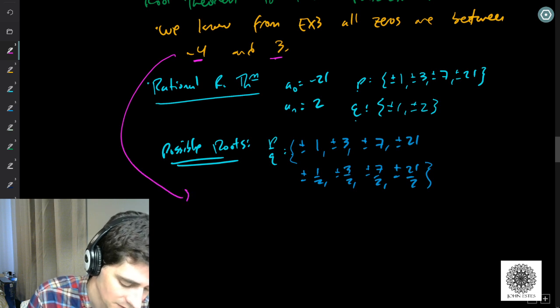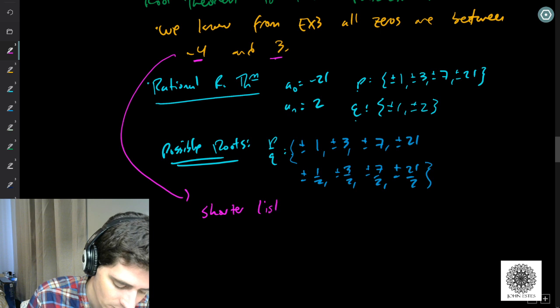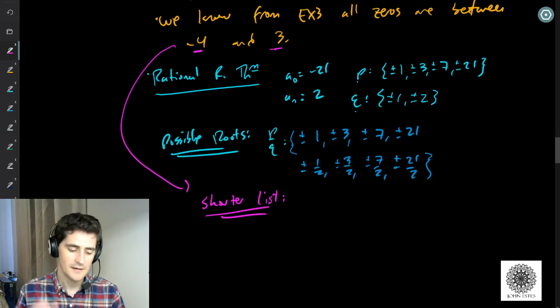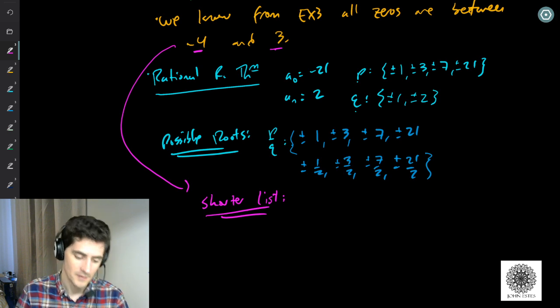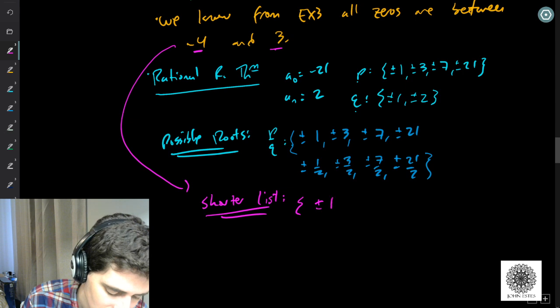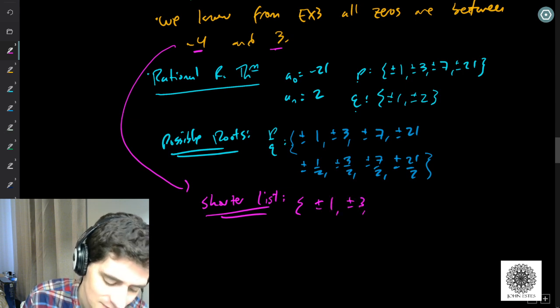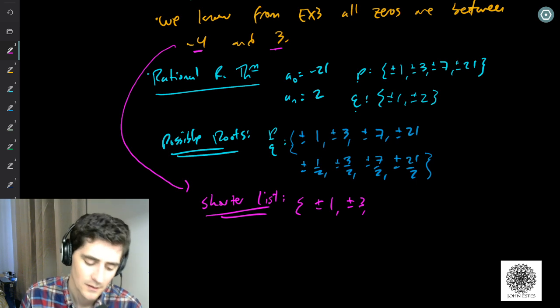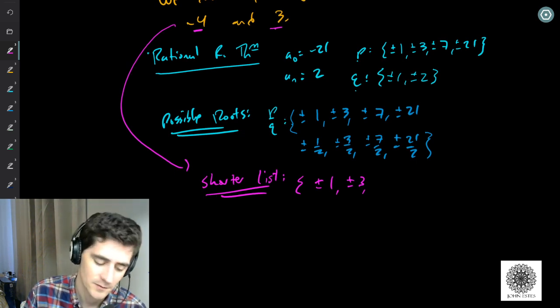So the actual list, the shorter list, we can take out anything that's less than -4 and anything greater than 3. Okay, so plus or minus 1 still works, plus or minus 3 still works. We can't use the 7s, right? The 7s are both too big or too little. Plus or minus 21, both are too big, too little.